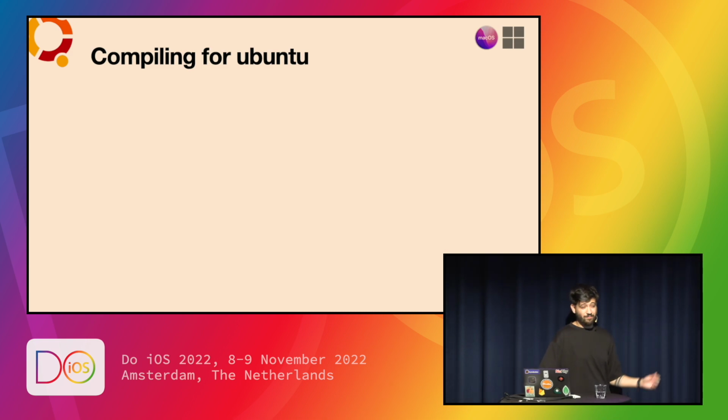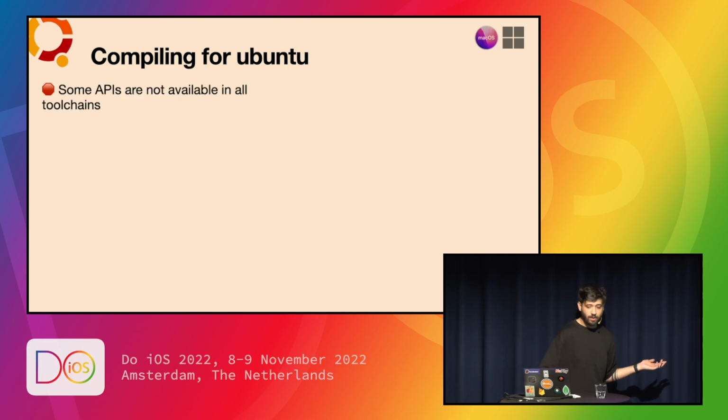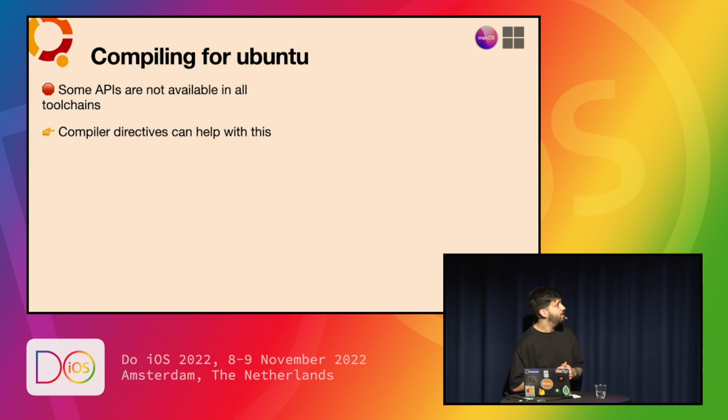Chances are, the first time you're not going to have an executable for Ubuntu. Things are probably going to go wrong. So some APIs are not available in all toolchains, and I really struggled with this. And at this point, I was very discouraged, but don't be discouraged because there's ways to get around it. So compiler directives, so you remember when Tim was putting that ifOS Linux thing yesterday, you can use compiler directives to help you with this.